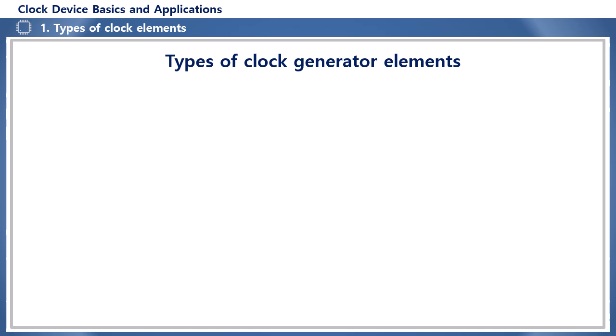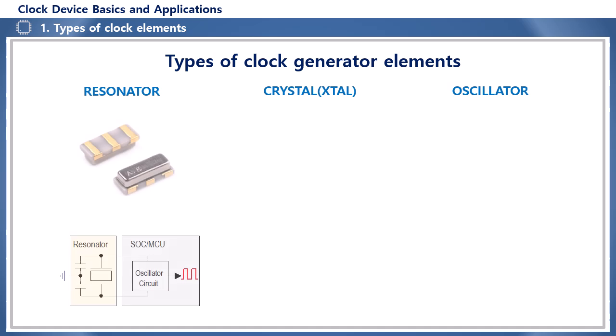Let's learn about the types of clock oscillators. Clock generators are classified into three types: resonators, crystals, and oscillators. A ceramic resonator is a device that generates an oscillation frequency using a piezoelectric ceramic. The piezoelectric ceramic oscillator is a structure that generates a clock signal of a specific frequency by being connected to the oscillation circuit inside the MCU.